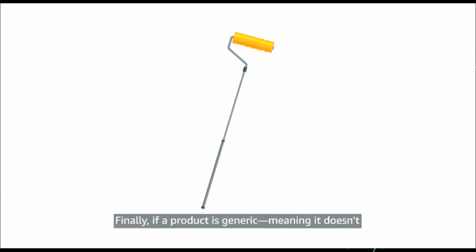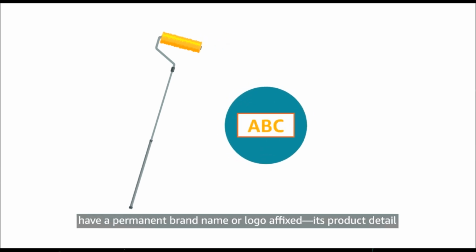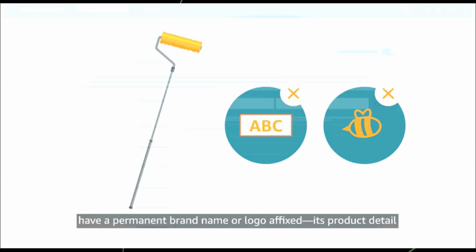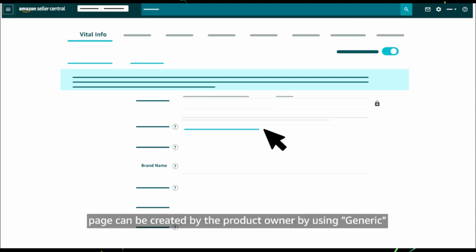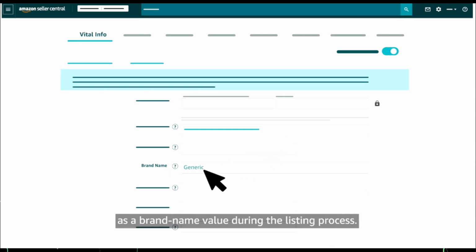Finally, if a product is generic, meaning it doesn't have a permanent brand name or logo affixed, its product detail page can be created by the product owner by using generic as a brand name value during the listing process.